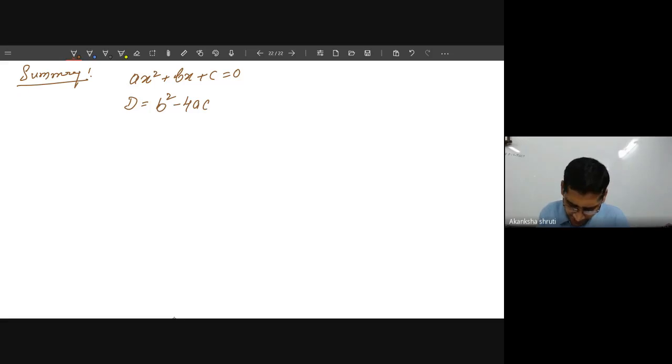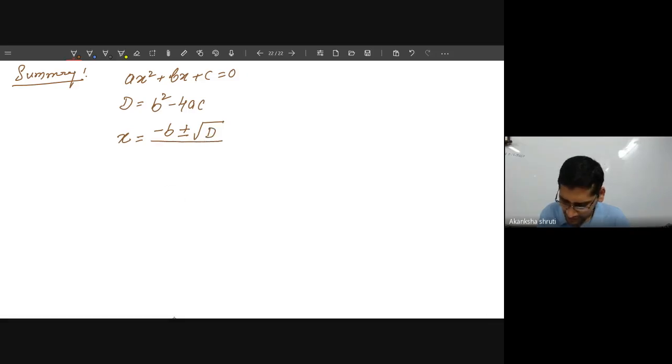In this case, the value of x is calculated by minus b, once plus, once minus, under root of whatever this b² − 4ac is. If I have already calculated that value, I can just put it inside the root, divided by 2a. This is the thing we have to keep in mind.